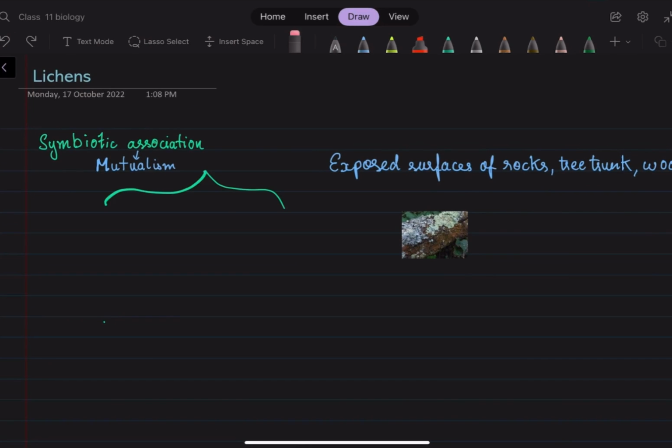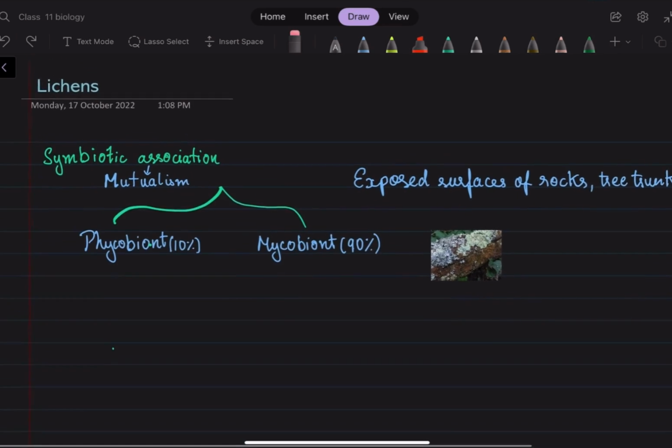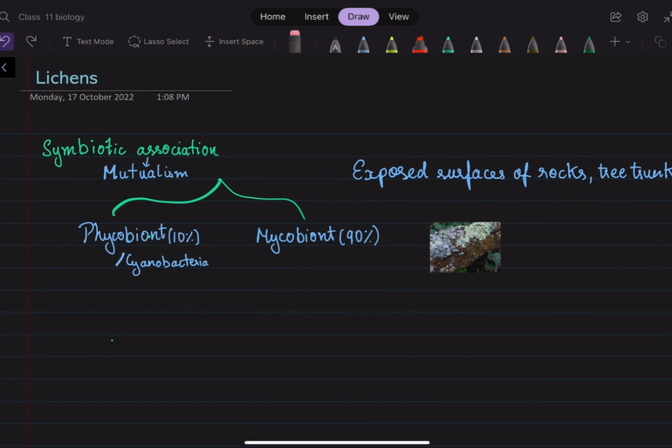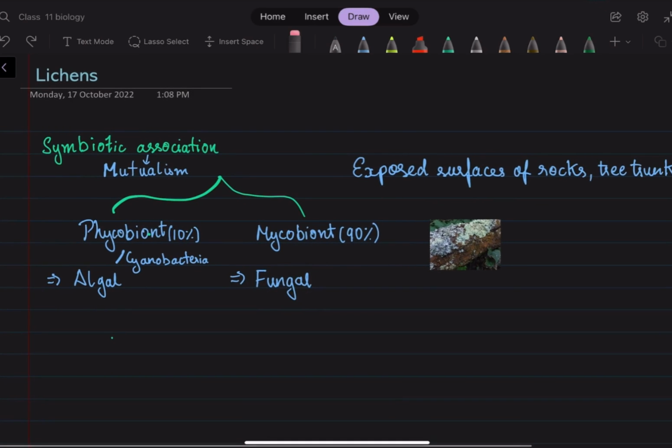So the lichen basically contains two components. One is phycobiont, the other one is mycobiont. Mycobiont constitutes 90% of the lichen, whereas phycobiont constitutes only 10%. The phycobiont is nothing but the algal component of the lichen. It can be either algae from the plant kingdom or even cyanobacteria. And the fungal component is usually ascomycetes, and it comprises most of the part of the lichen.